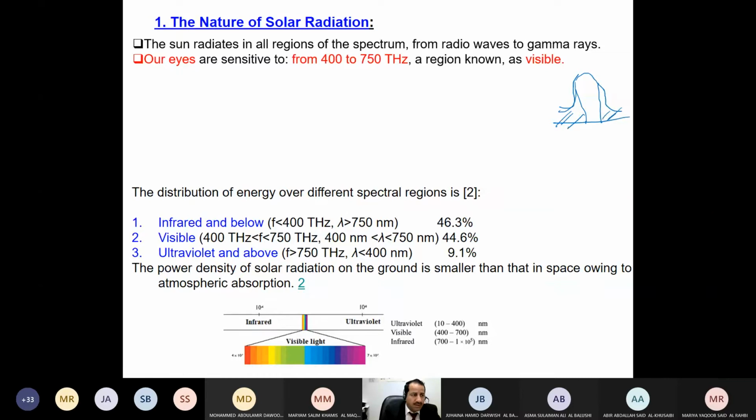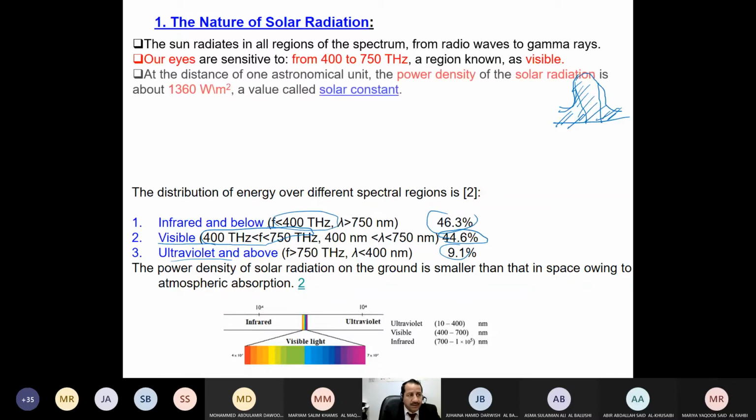If I classify them, the visible range, 400 to 750, produces around 44% of the spectrum. Infrared, which is lower than 400 terahertz, is around 46%, and ultraviolet, the small one, is around 9%. So these together represent the spectrum for solar radiation, the light coming, the energy coming.